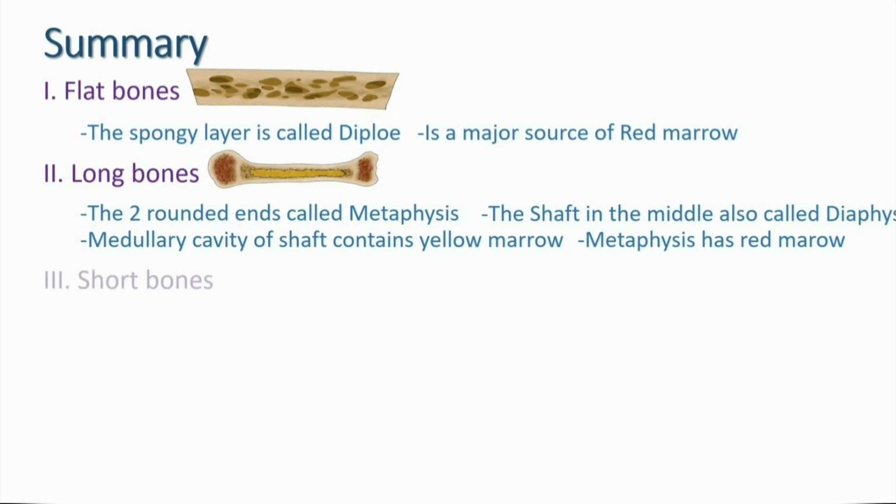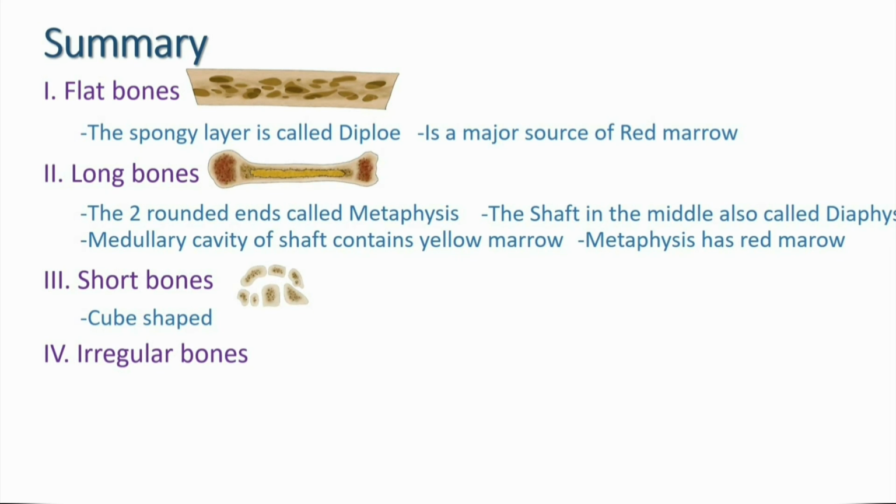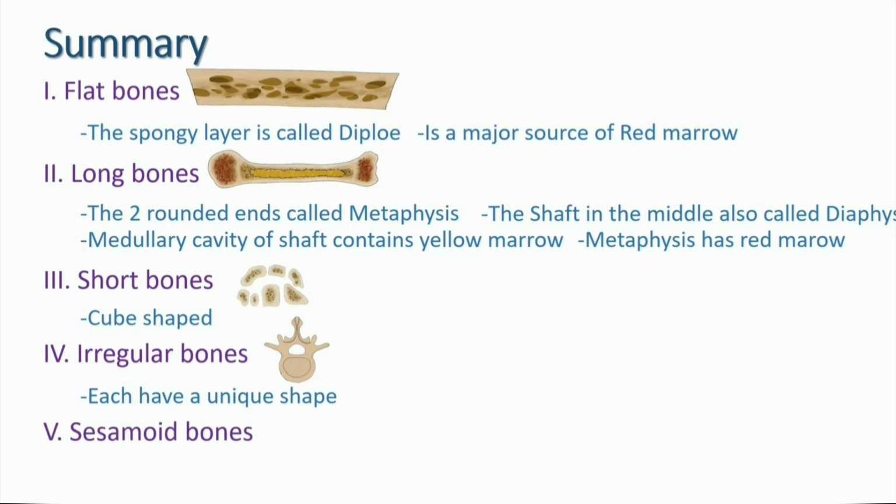After that, there's short bones, which are just too simple to be explained. They're just cube shaped, just as you can see in the picture. Then we got irregular bones, which don't have a specific shape, and each one of them are unique in their shape. And finally, there's sesamoid bones, which protect the tendons. And also, in some references, these bones are considered as short bones.